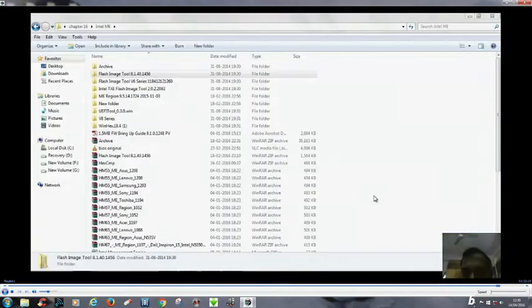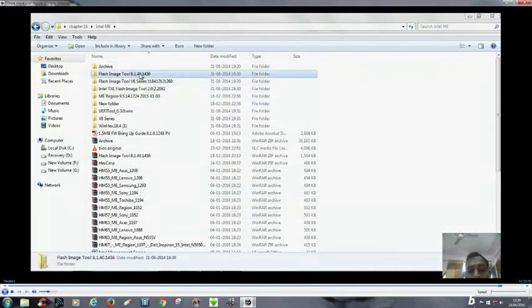So I have told you one way of editing the IME region. I will tell you another way of editing the Intel IME region. And what is the other way? The other way is using the Flash Image Tool, and we call it the FITC tool. And you will find the FITC tool.